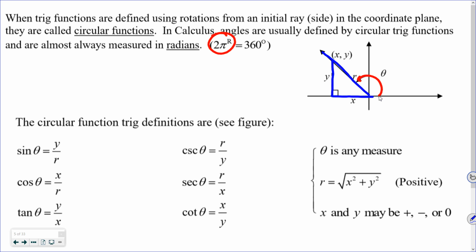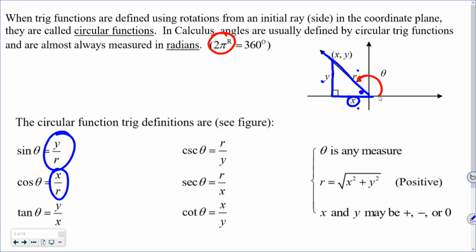So think about it for a second. In this case, if this is the angle we're going to use, the sine would be the opposite, which is y over the radius r. So you can see that right there, y over r. The cosine is the adjacent, which is x over r. And then the tangent is opposite over adjacent, so it'd be y over x.